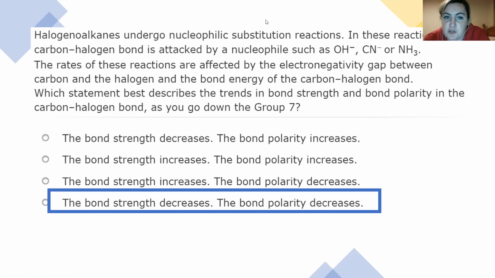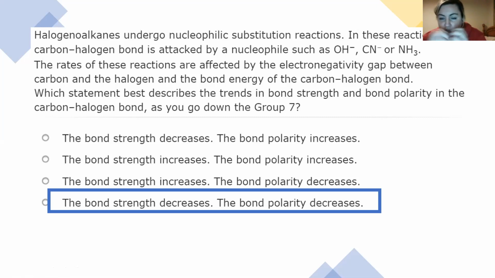Fair statement, as you go down the group, the bond strength decreases, so that enthalpy, the amount of energy needed to break it, gets less and less the further down you go. Okay, the bigger the atom, the less.